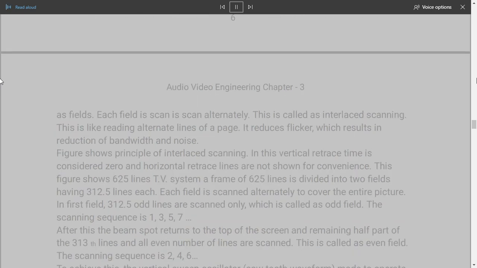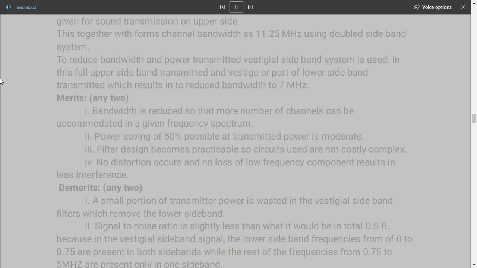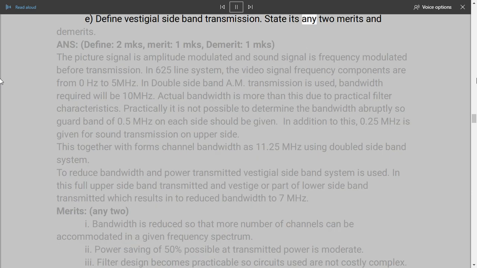4. Define vestigial sideband transmission. State any two merits and demerits. Answer: Define, 2 marks. Merit, 1 mark. Demerit, 1 mark.